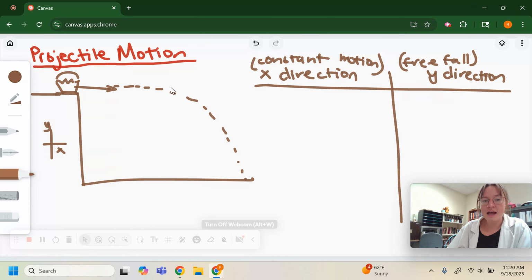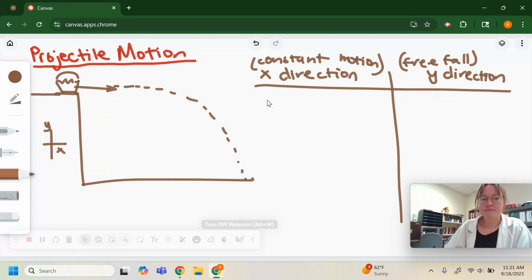But then as gravity starts to accelerate it, it starts to get faster and faster and faster in the y direction until here towards the end it's much steeper in the y direction and it's accomplishing much less in the x direction. Not because it's slowed down in the x direction, but just because it's moving so much faster in the y direction. This is why you see this nice little parabolic arc all the time for any projectile motion, is it's a combination of that constant motion in the x direction with that free fall in the y direction.